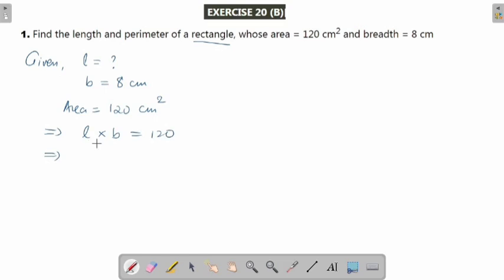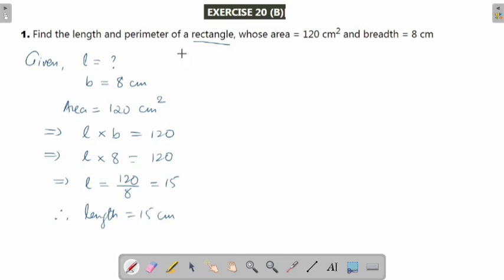Let's put the values. Length, do we have length? No, so let me keep it as it is. Breadth is given to be 8, right? So we have 120. L you keep here, bring this 8 to the denominator. So you get 120 by 8. When you divide, you get exactly 15. So we got the length, isn't it? Therefore we say that length is 15 centimeter. This is one of my answers.